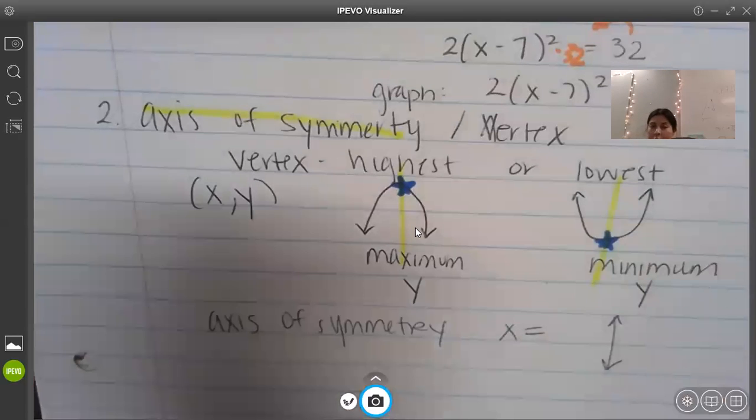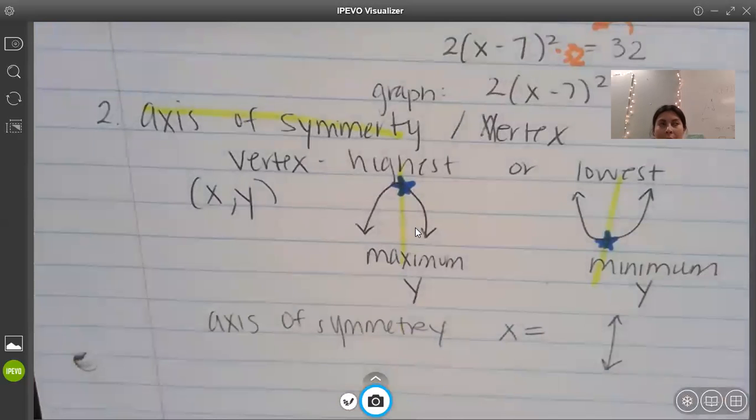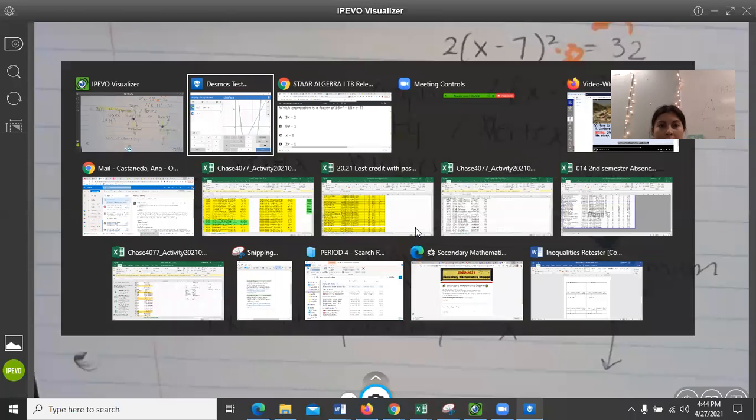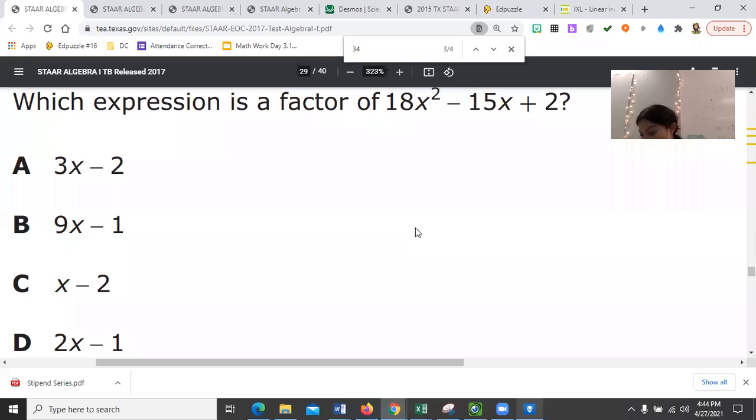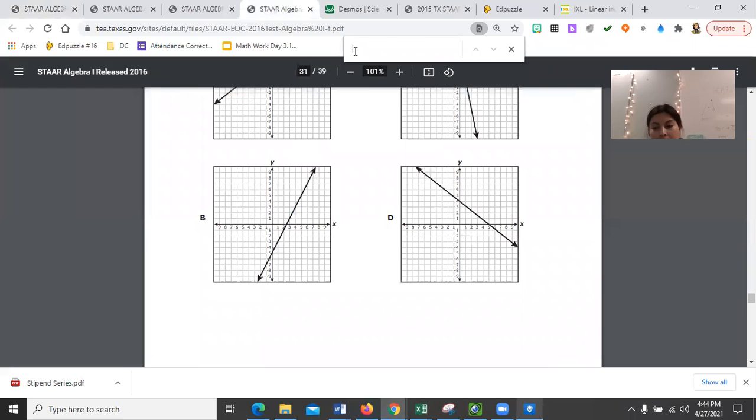All right, so let me show you some examples. Make sure you copy this. This is from, I think, Ed Puzzle 23. So if you have a 0 for that, you can send me these notes and pick up your 0. All right, let's look at this one.